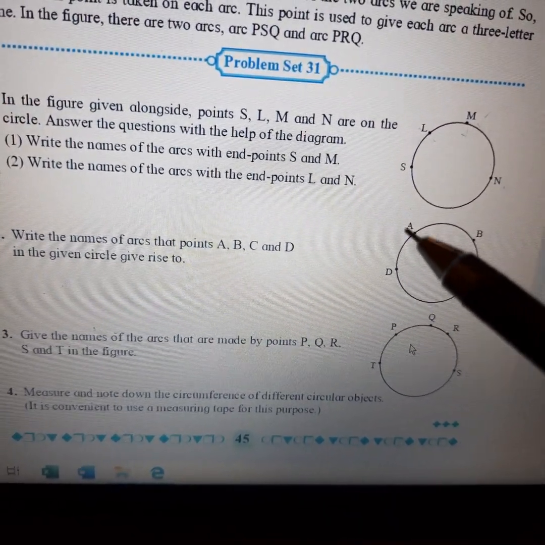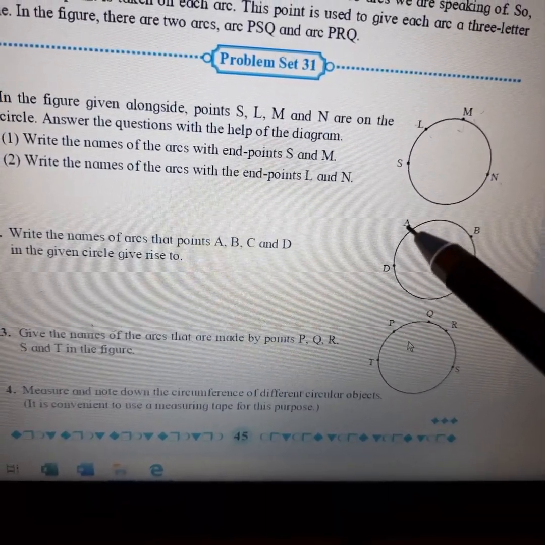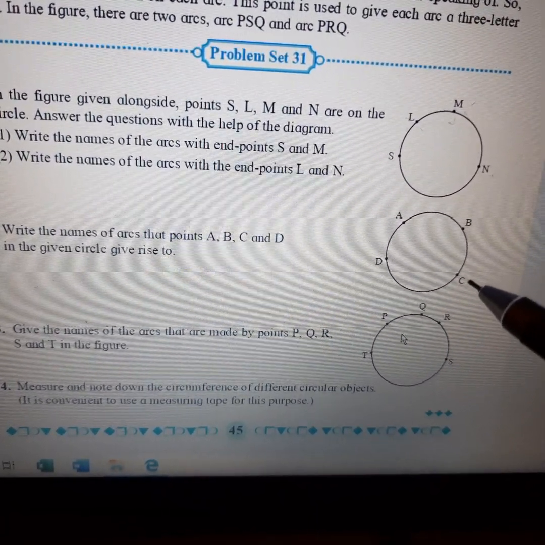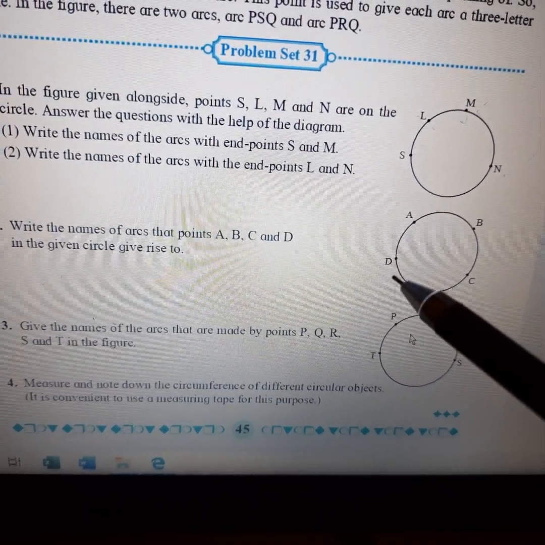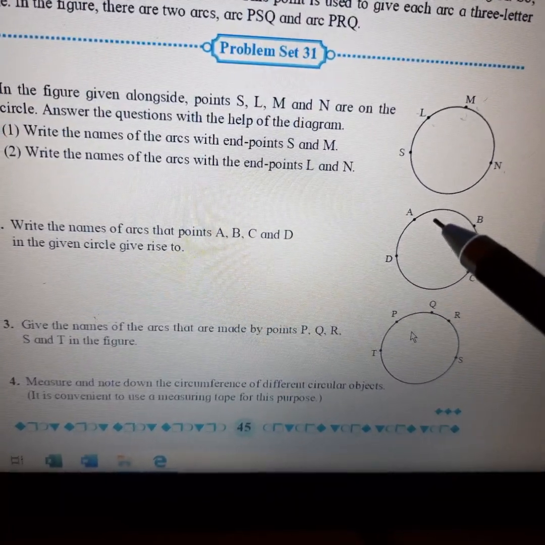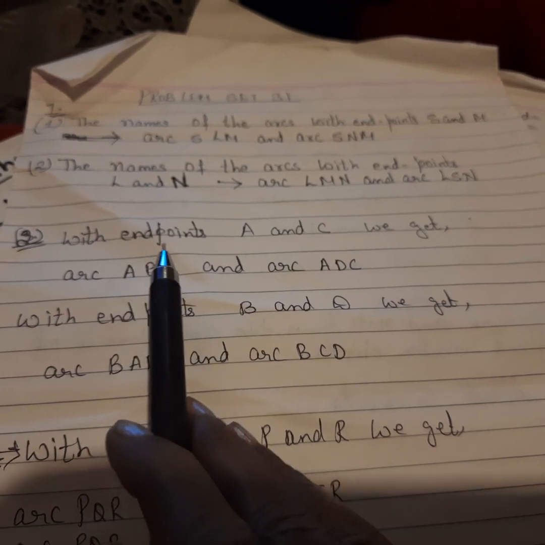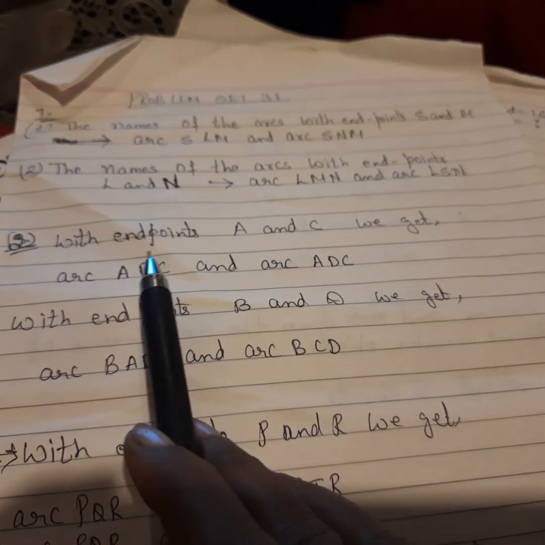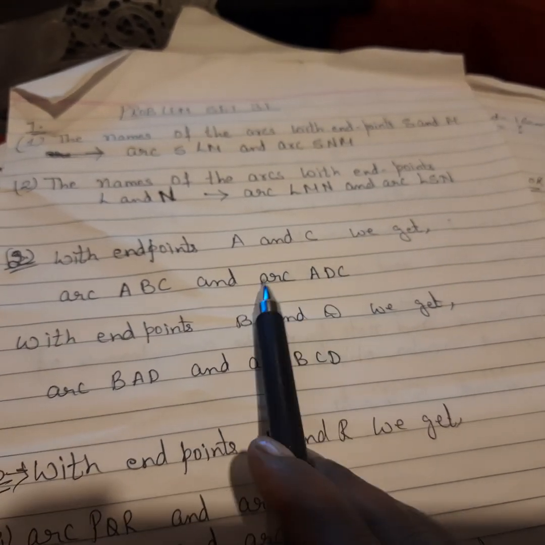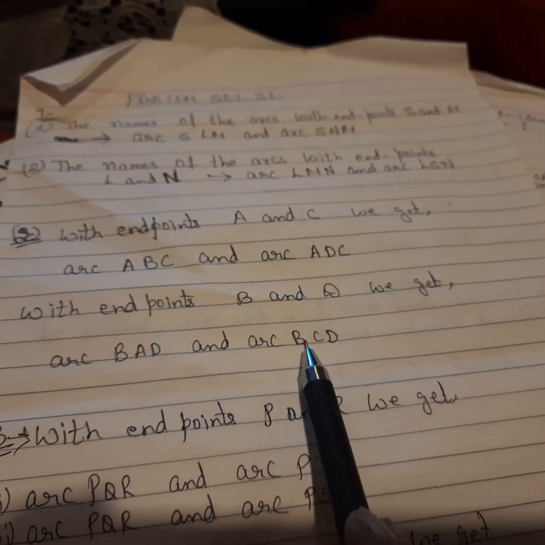So if I consider endpoints A and C, this side is arc ABC and the other is arc ADC. If I consider endpoints D and B, then I have arc BAD and arc BCD. Hope it's clear, children. So here I have written: with endpoints A and C we get arc ABC and arc ADC; with endpoints B and D, arc BAD and arc BCD.